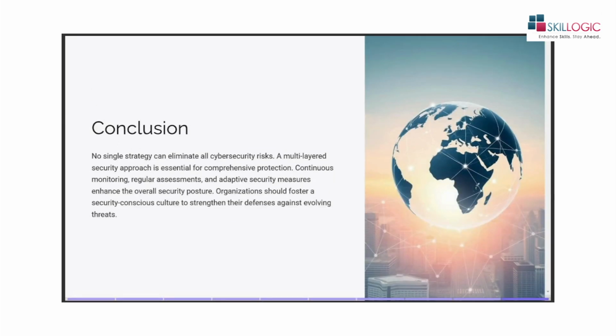And in conclusion, no single strategy can eliminate all cybersecurity risks. A multi-layered security approach is essential for comprehensive protection; continuous monitoring, regular assessment, and adaptive security measures enhance the overall security posture. Organizations should foster a security-conscious culture to strengthen their defenses against evolving threats. No single thing can protect against cybercrime, right? So we should add multiple layers, from the network to the system and even training the employees of the organization, and raising awareness of cybersecurity.